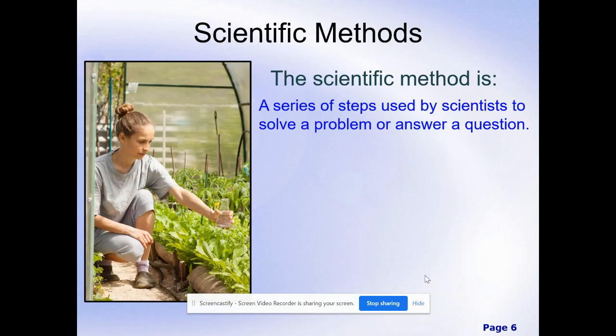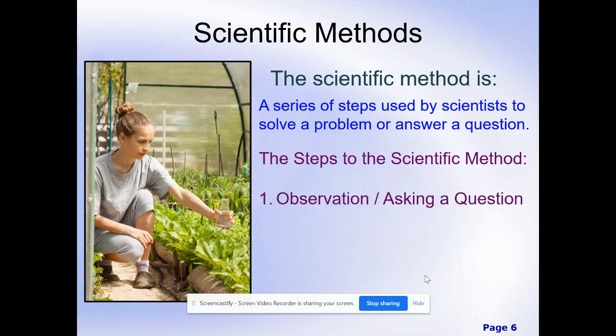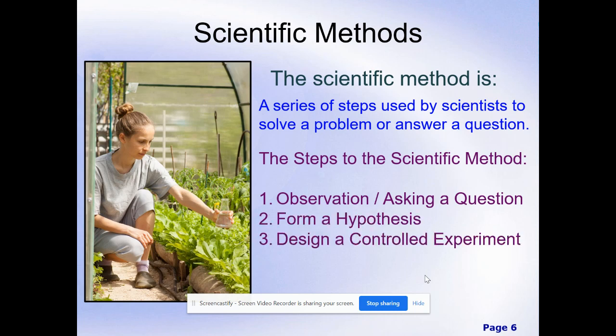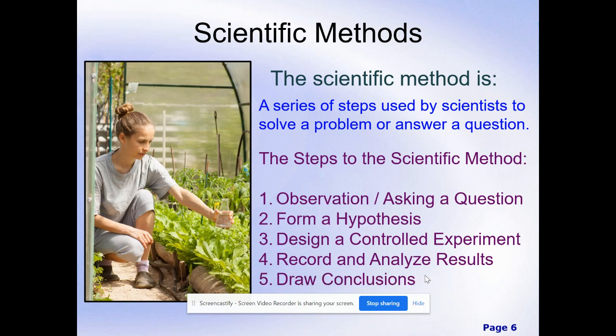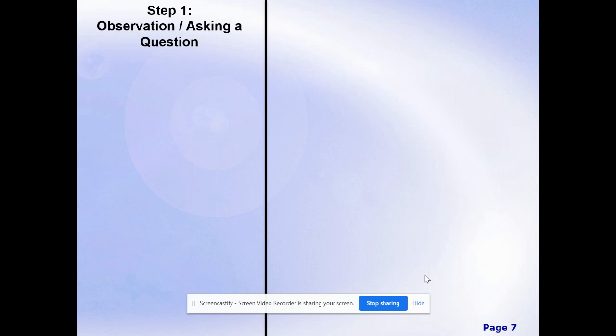The scientific method is a series of steps used by scientists to solve a problem or answer a question. We're going to go over the steps now. The first step is observing and asking a question. Then you form a hypothesis, design a controlled experiment, record and analyze results, and draw conclusions. So let's talk about step 1. Step 1, when you're observing or asking a question, you're looking for a problem or question to identify first.